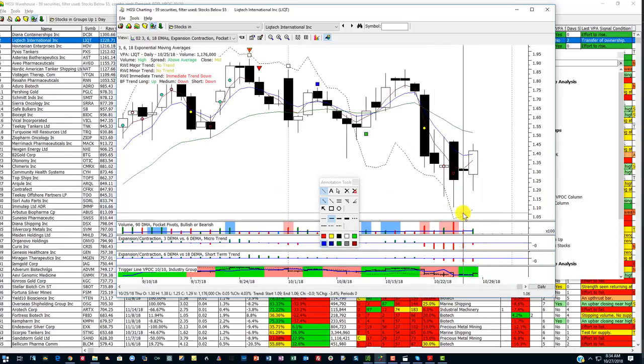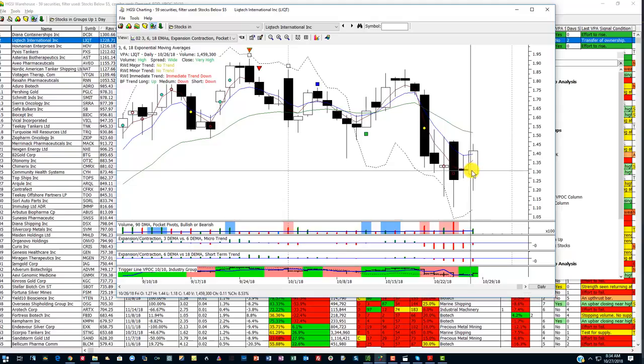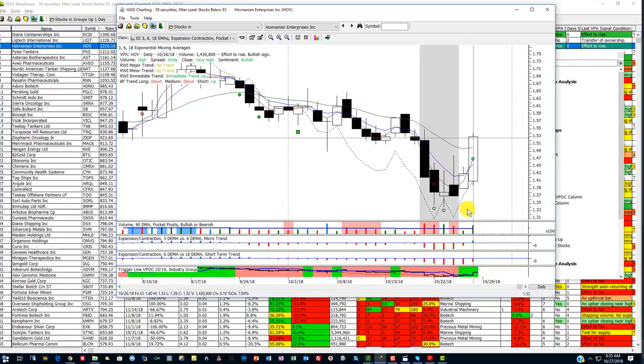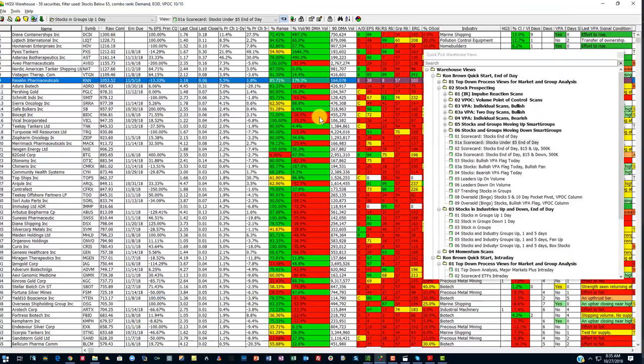Now here, I want to get rid of this and hit my alternate A key, get rid of here. The percentage move up was 8.53% on the day. This one's trending down, though. I'd probably stay away from that. Here's Hovnanian in the home builders. Let's see what this one's done over the past few days. Here's a VPOC signal here, and then there's an effort to rise on Friday, and it moved up 7.04%. Remember, I'm using this group that I created.